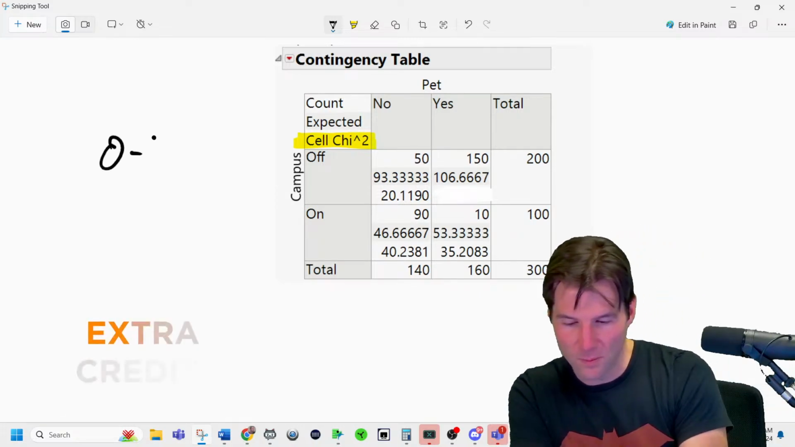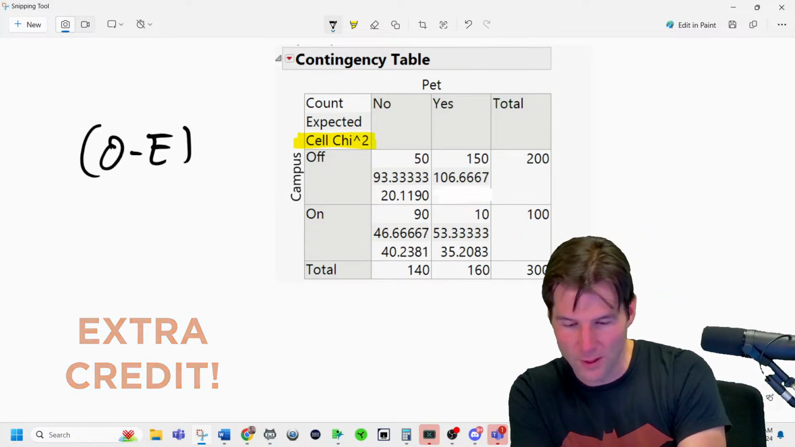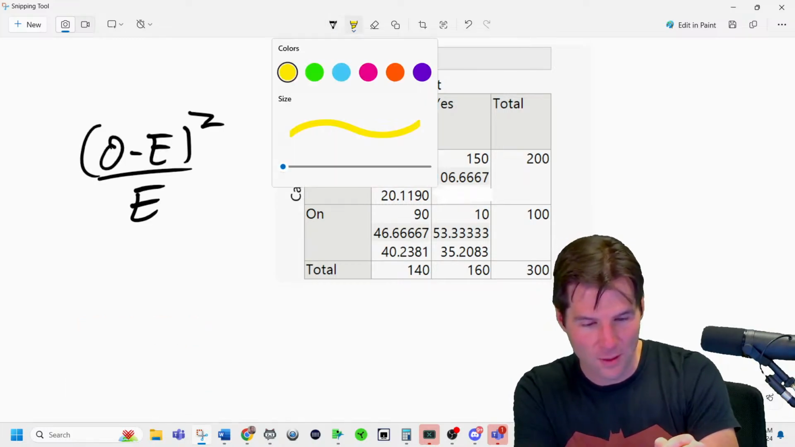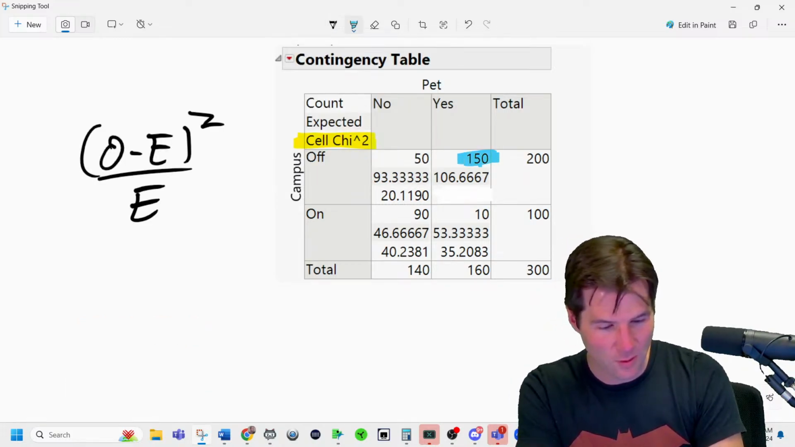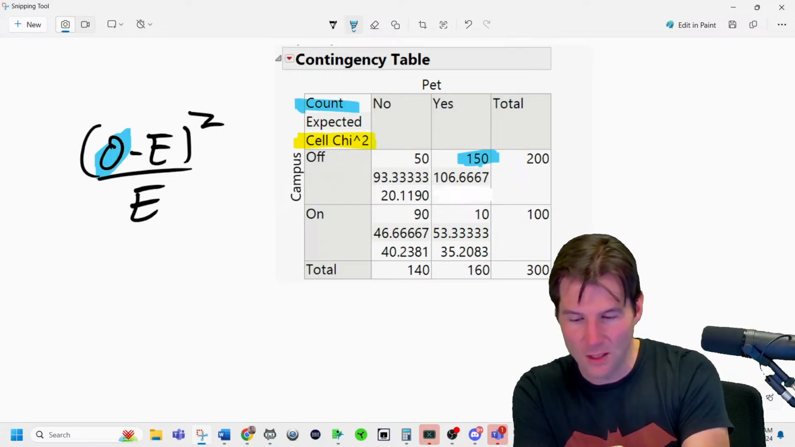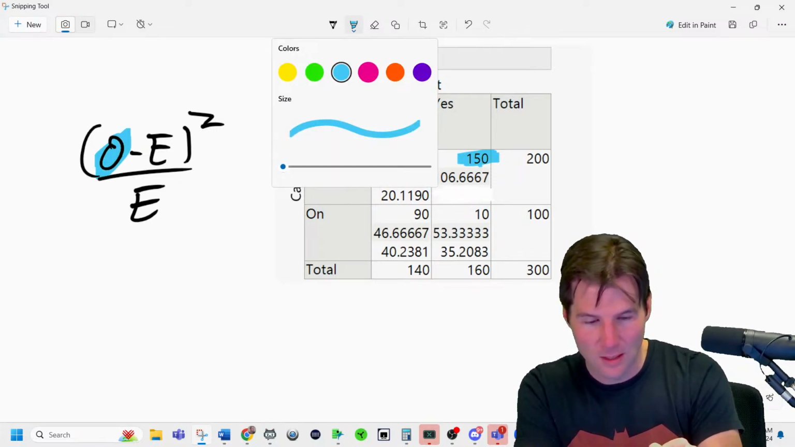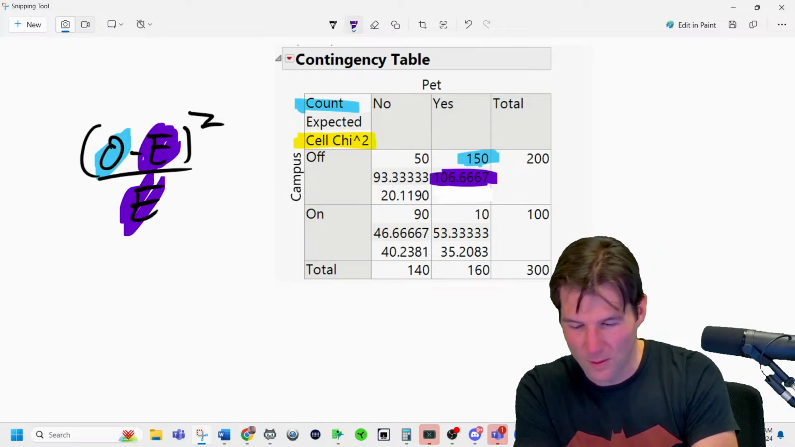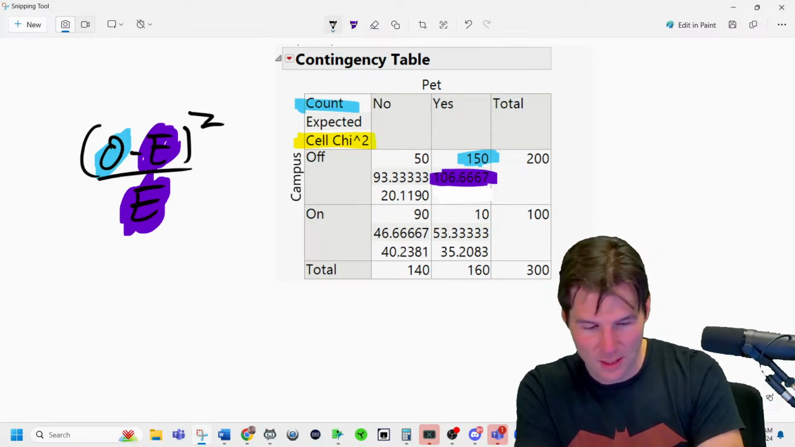It is observed minus expected squared over expected. So Braden's doing it right there. You simply plug in the values that Braden says: I observe, which is the count, which is what we see. And then we take the expected, which is going to be this right here. So you plug in the values and Braden's done it.